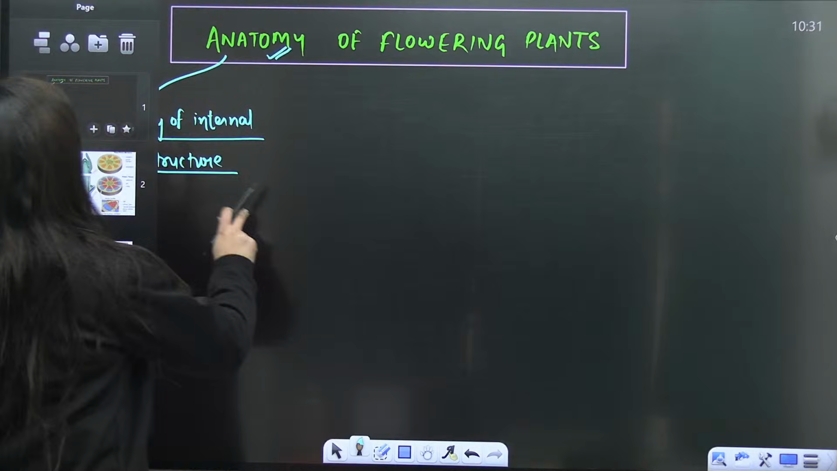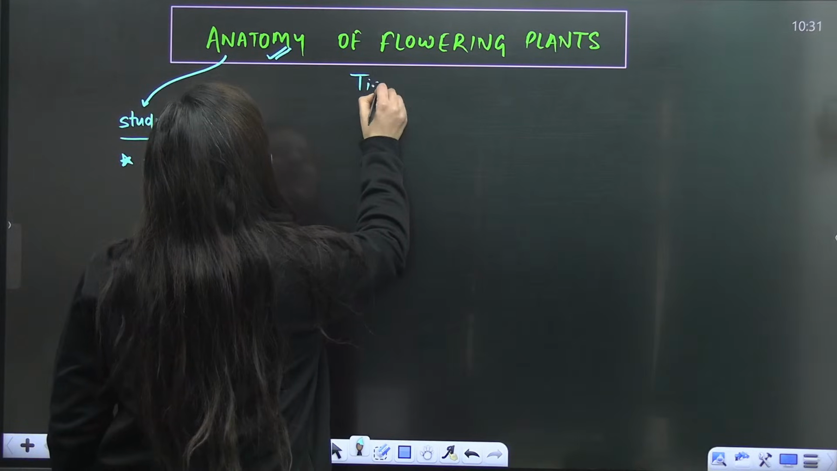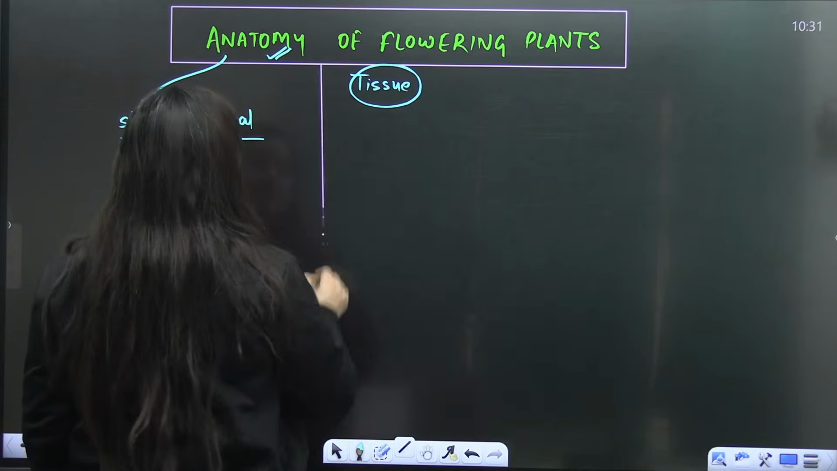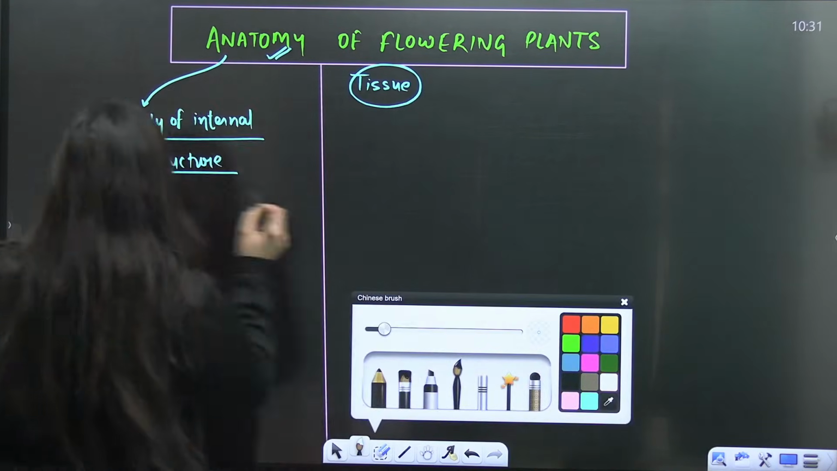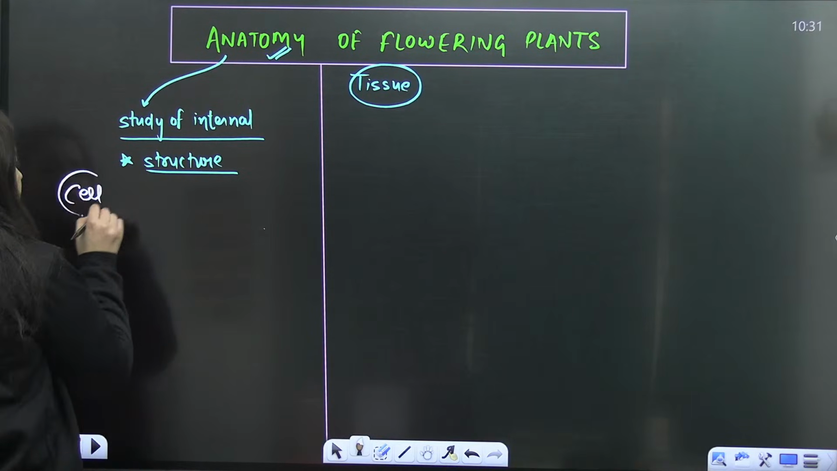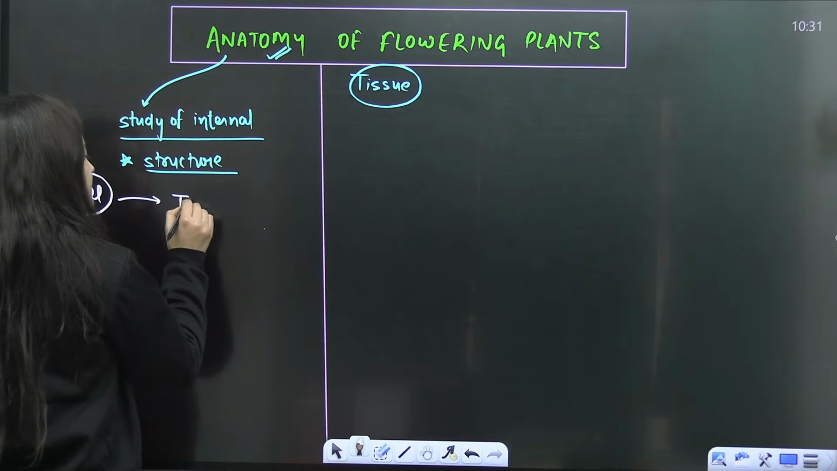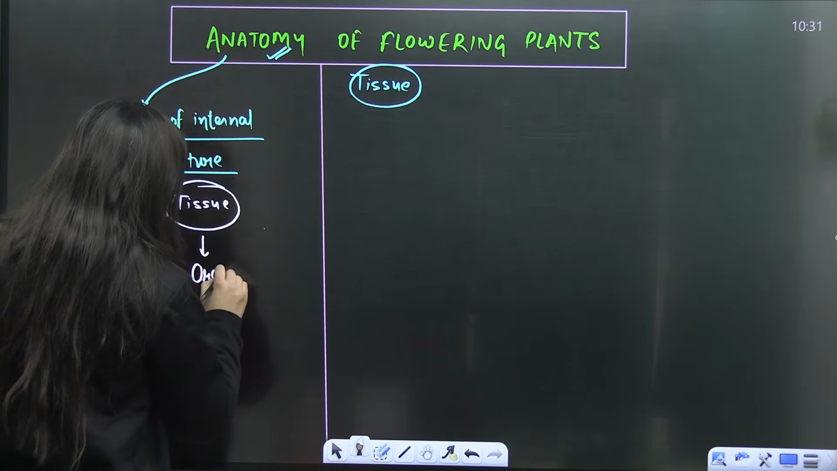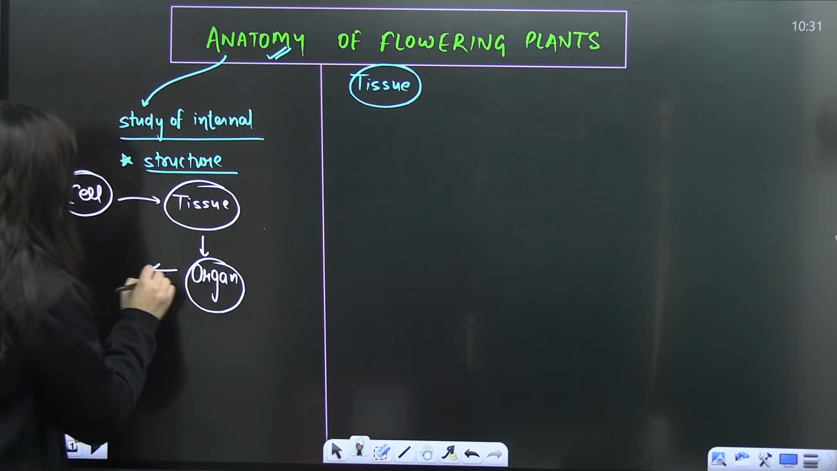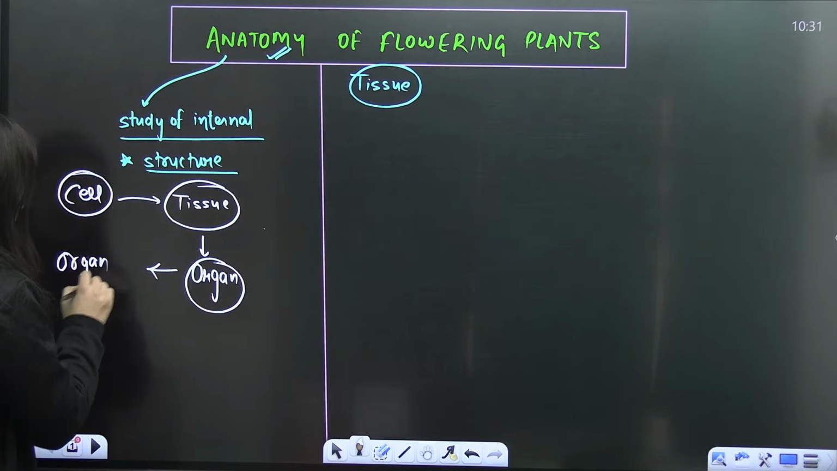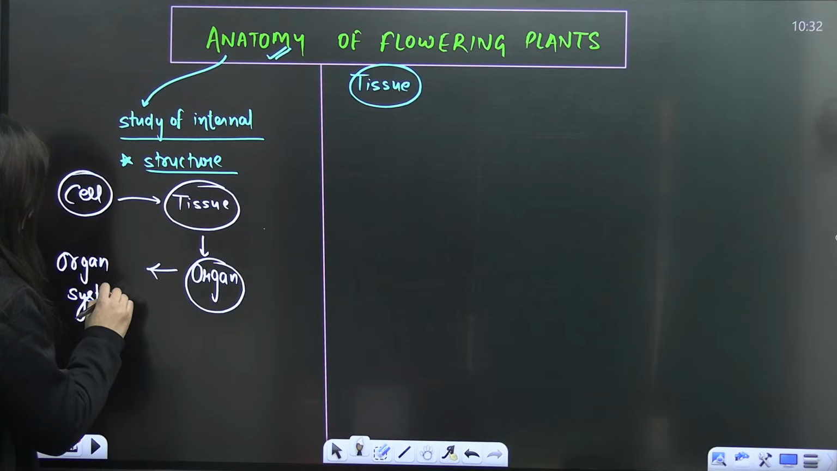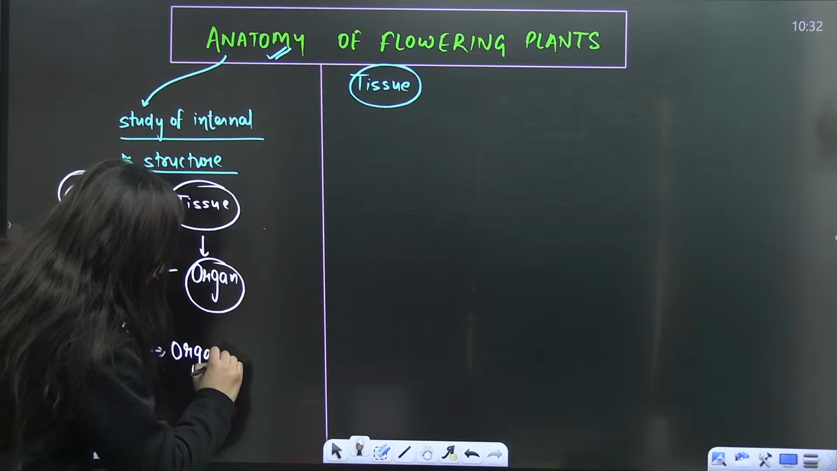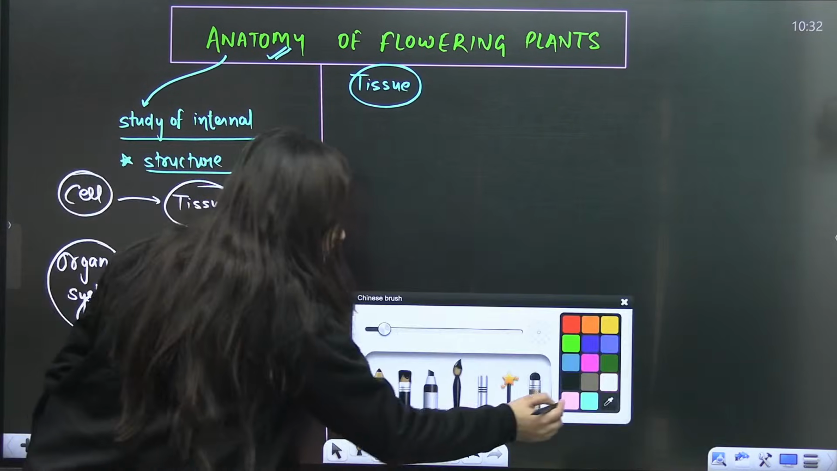When you talk about the tissue part, what exactly is a tissue? We know this hierarchy very well, and if you don't know it, it's a matter of concern. We know that the cell is the basic unit of life. Cell forms tissue. Tissue forms organ. Organ forms organ system, and then organ system forms the complete organism. So we all are aware of it.